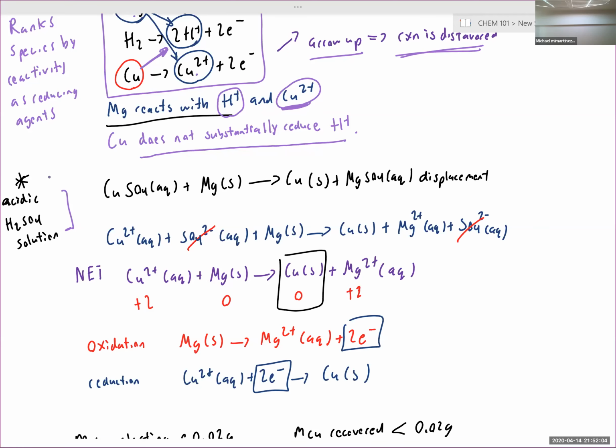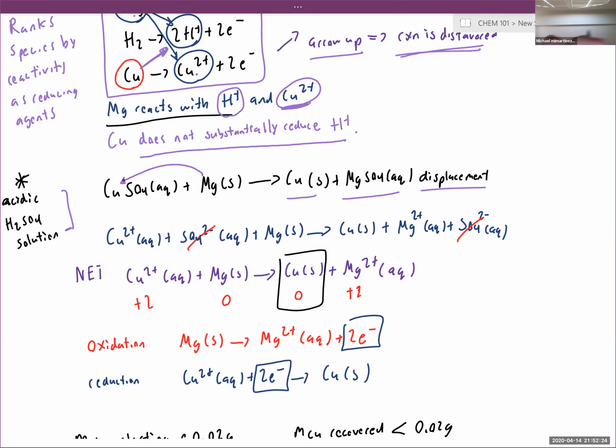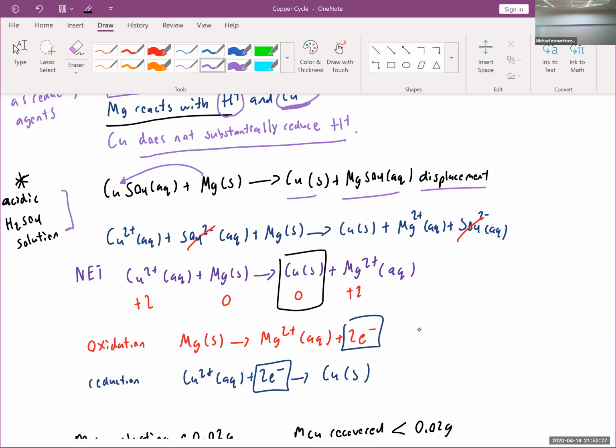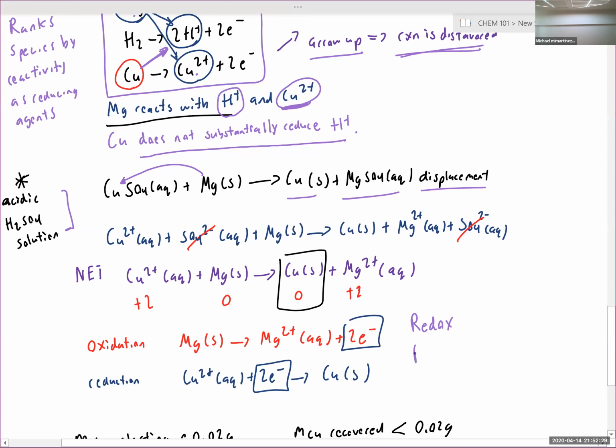So in effect, what's going on here is we're reacting copper sulfate and magnesium to generate copper solid and magnesium sulfate. We call this a displacement reaction because magnesium is displacing copper from its ionic compound. Fundamentally, this displacement reaction can be thought of as a redox reaction, where there is an exchange or a transfer of electrons.